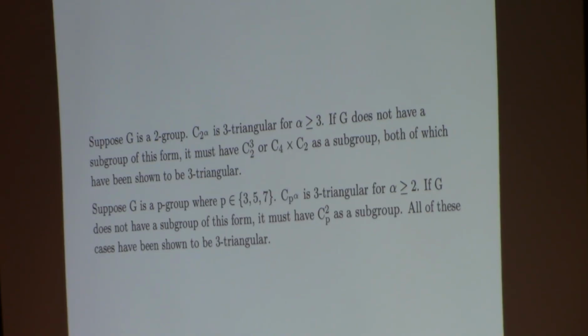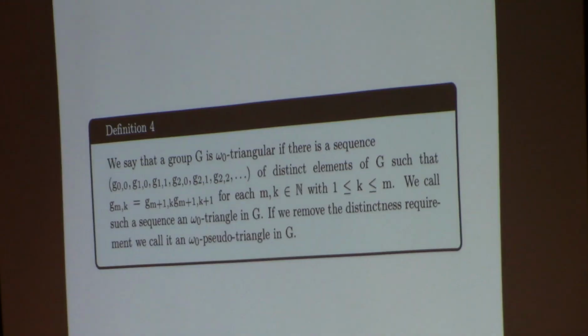And then, should the time allow, I'll jump ahead here. One more thing I wanted to show you. This is when a group is omega naught triangular. So what we're doing is we're trying to make an infinite triangle inside of these groups. Of course, we're going to have an infinite group in order to do this.